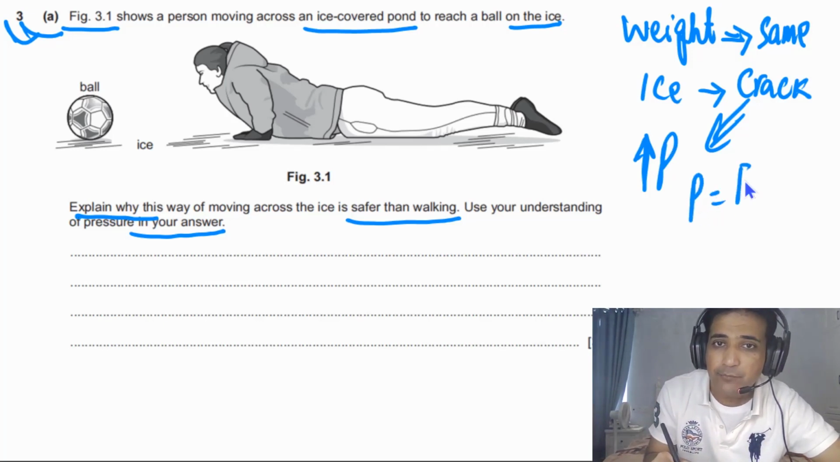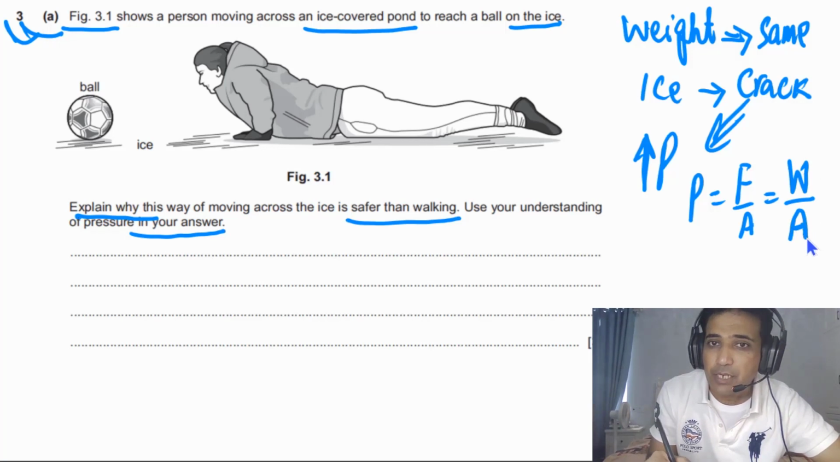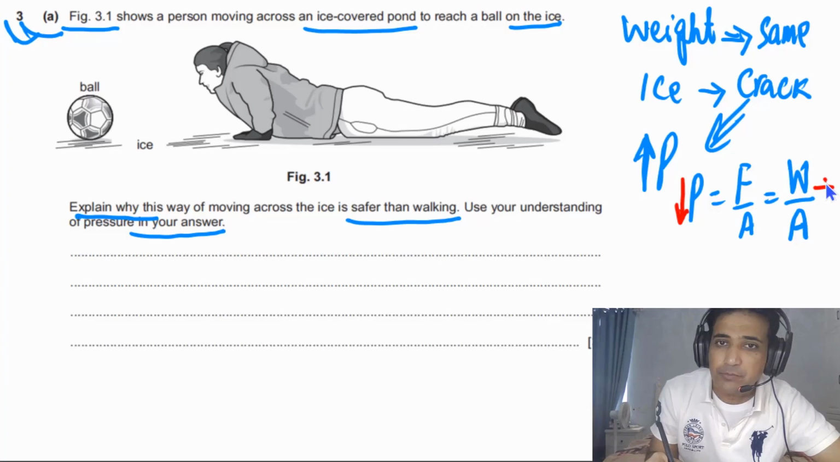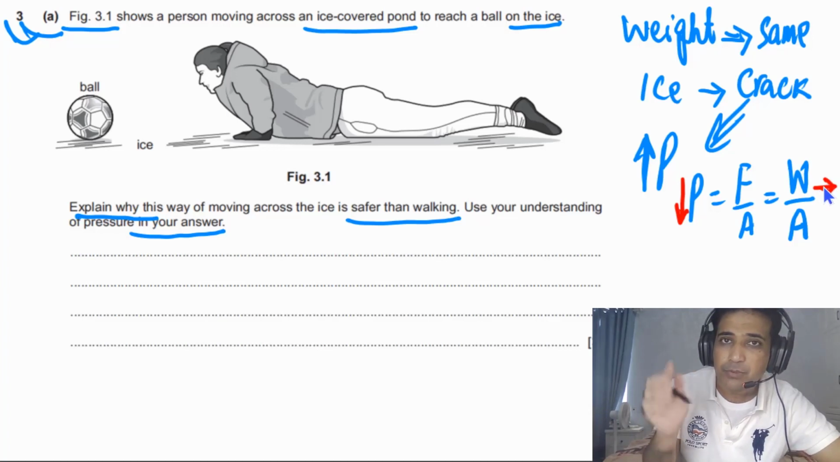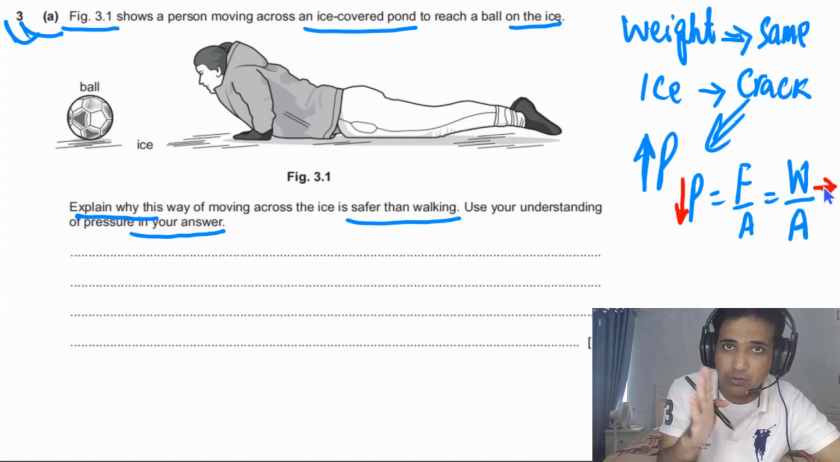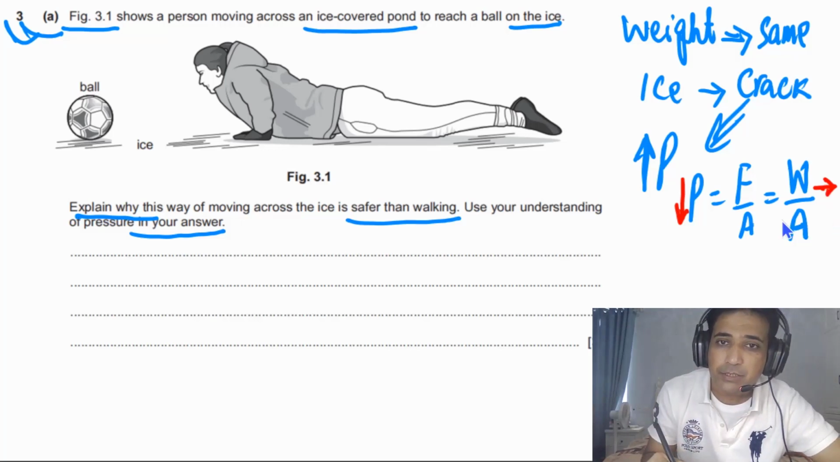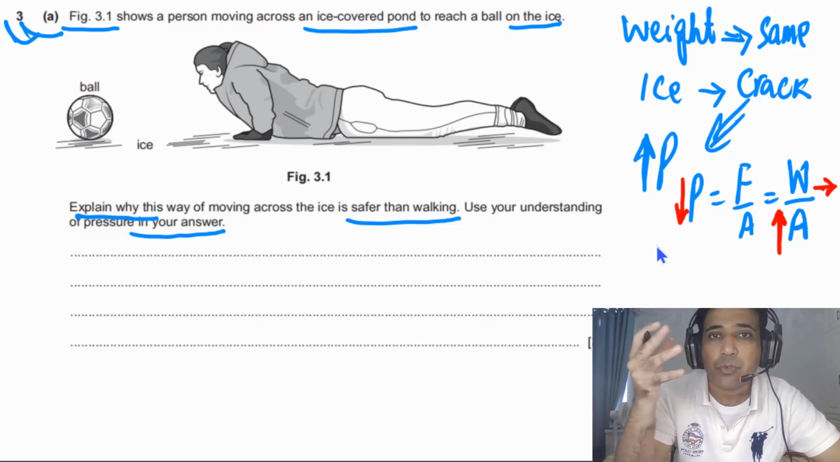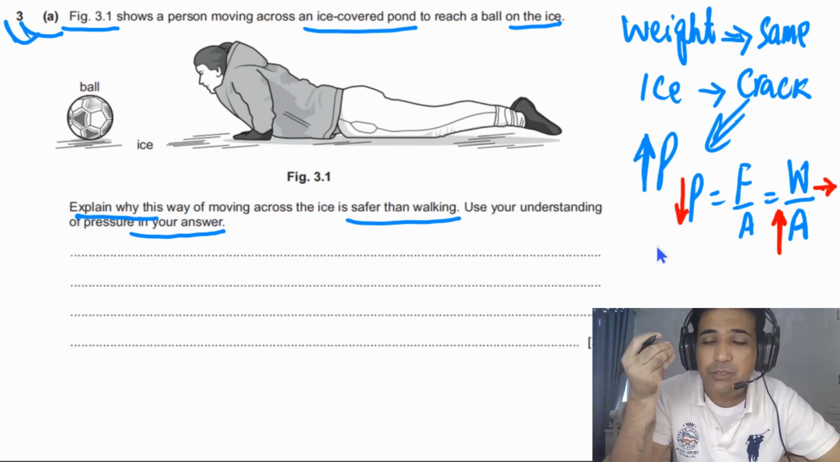P is equal to F over A. In this case, F is the weight of the person, divided by the area of contact of the person with the ice. If we want to reduce P, the weight is the same. The weight of the person will not change whether standing or lying on the ice, but we can increase the area. If we increase this contact area, we can reduce P. So these are the points you need to understand to answer this question. It is a typical type of question about pressure.